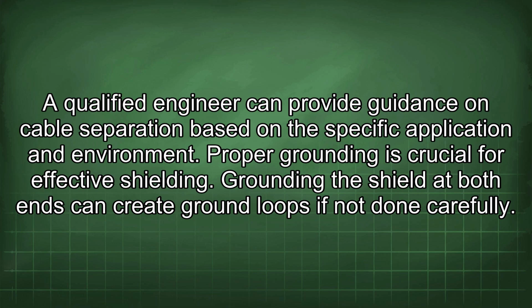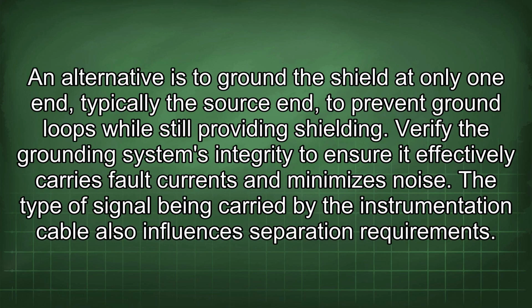Proper grounding is crucial for effective shielding. Grounding the shield at both ends can create ground loops if not done carefully. An alternative is to ground the shield at only one end, typically the source end, to prevent ground loops while still providing shielding. Verify the grounding system's integrity to ensure it effectively carries fault currents and minimizes noise.